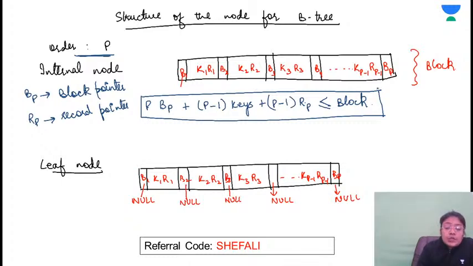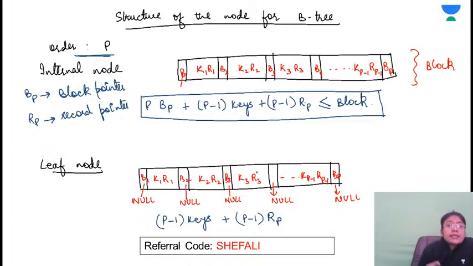Similarly, in the leaf node, what will happen? In this case, the block pointers do not exist, so it just has P minus 1 keys and P minus 1 record pointers.